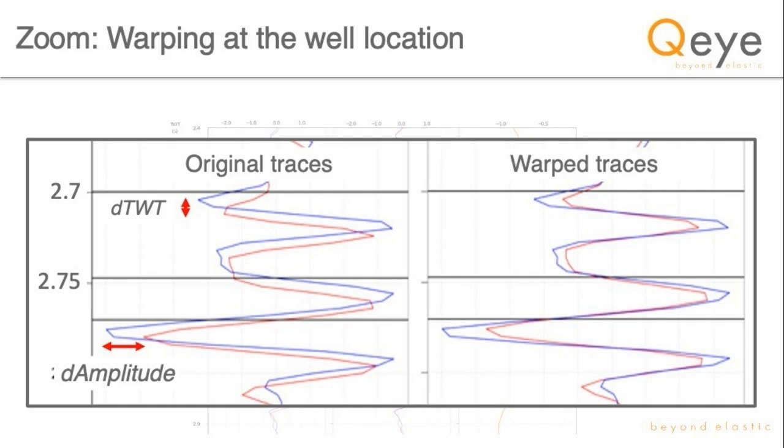And that alignment gives us two sets of data. So it gives us the time shift volume, the delta TVT, as you see, and also when the data have been aligned, we can also look at the delta amplitude from one survey to the next, which will tell you something about what's happening in the actual reservoir as part of production.